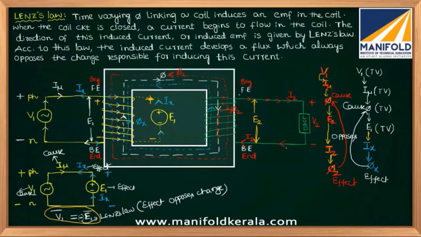Okay. And the current I2 path is completing like this. Okay, guys. Now, once again, please take this entire secondary winding as a source like this, and tell me.